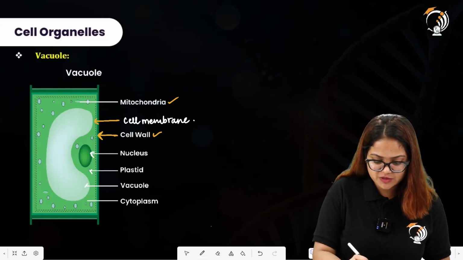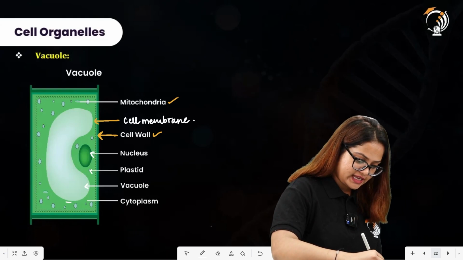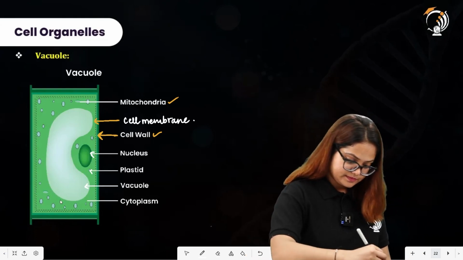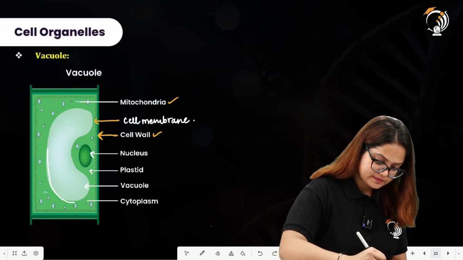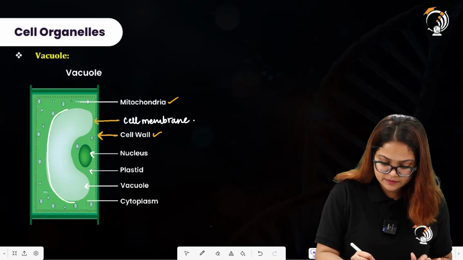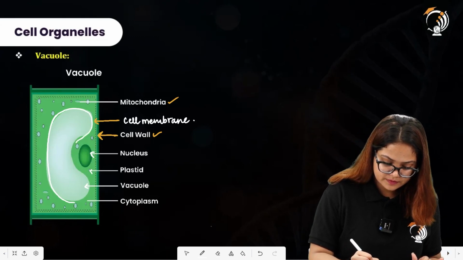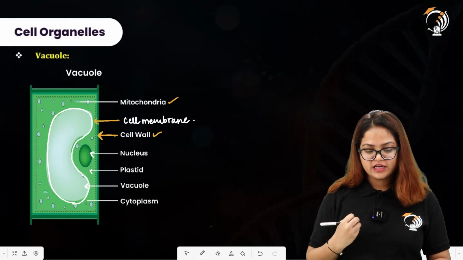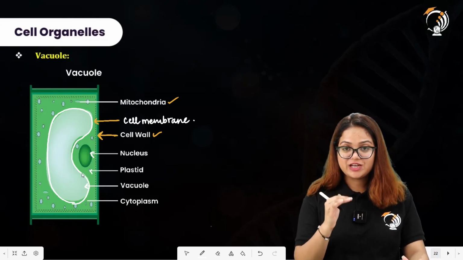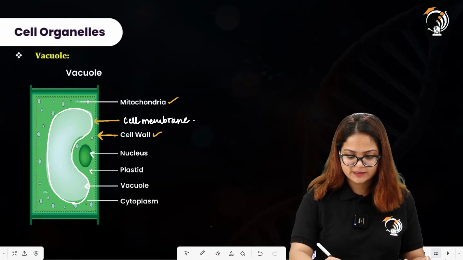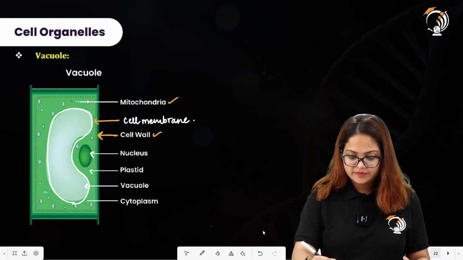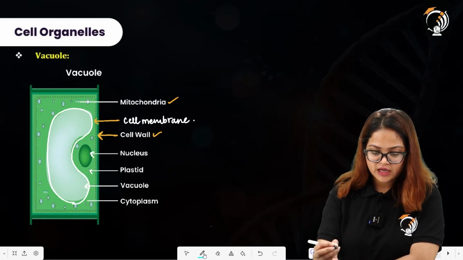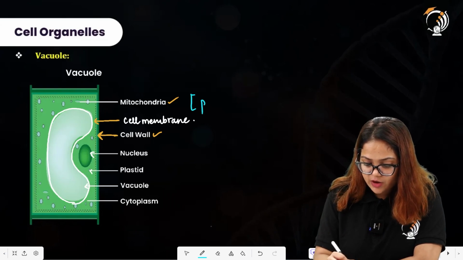Then we have this vacuole. It has a slight boundary over here. This is the membrane of the vacuole, which is termed the tonoplast. We will write the functions of the cell organelles here itself. Mitochondria is the powerhouse of the cell.